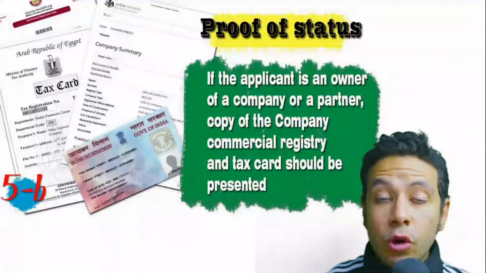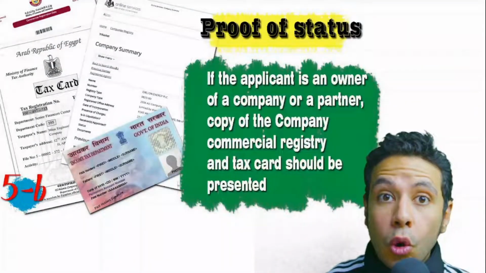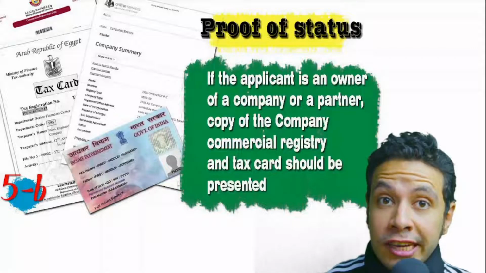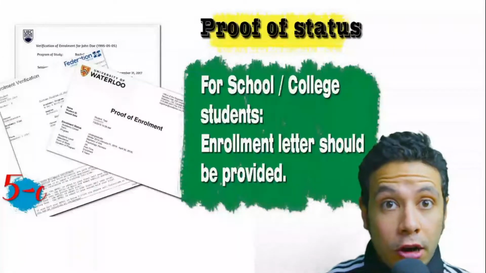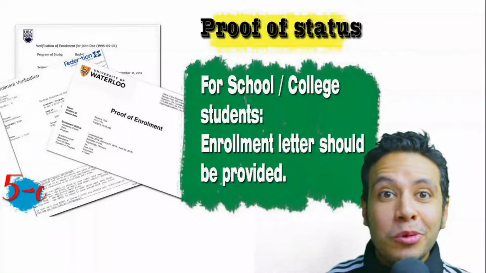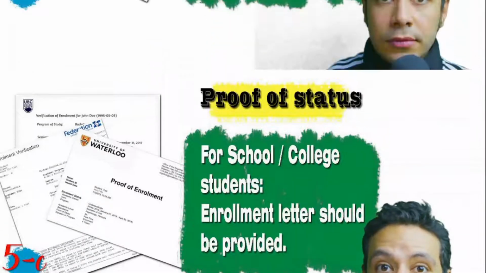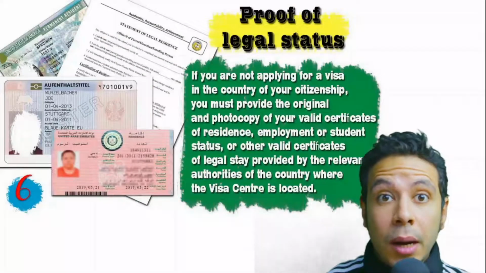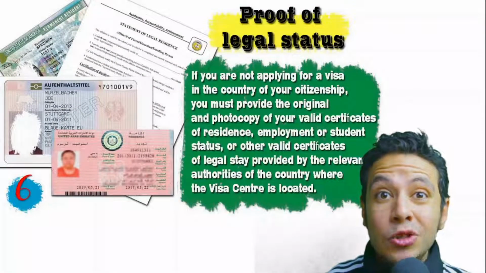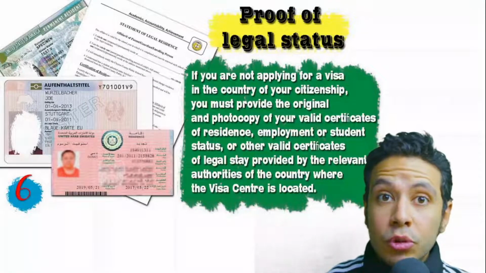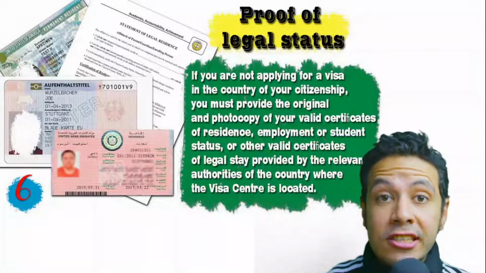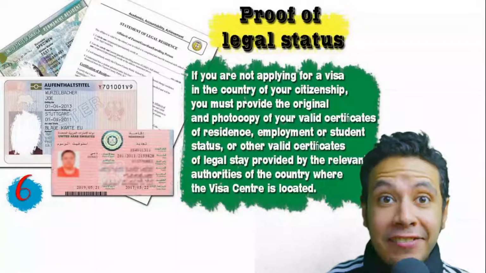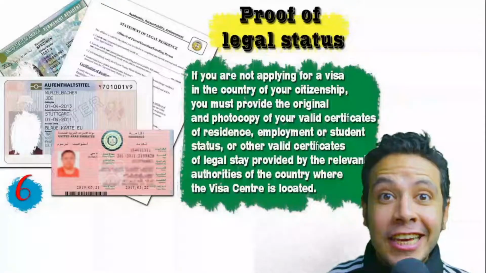But in case you are the owner of the company or you run your own business, then your commercial registry and your tax card must be presented. If you are a student in a school or a college, an enrollment letter should be provided from your university or your school. In some cases, you might be applying from a country different than your own country. At that moment, you will need to provide a proof of legal status, which is a certificate of legal residence in this country. In some cases, a valid residence visa for this country can also be accepted.